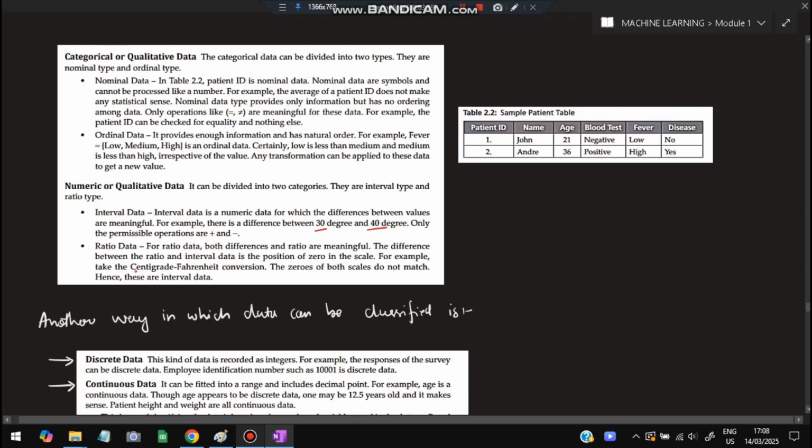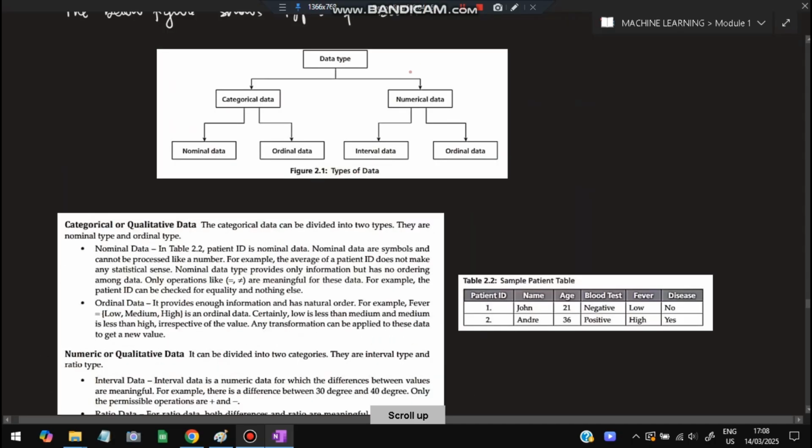If you convert Celsius into Fahrenheit, we will get two values, and if we divide those two values, we get a ratio. That is called ratio data. How much change has happened from Celsius to Fahrenheit, that is called ratio data. So types of data: two types, categorical and numerical. Categorical has nominal data, which cannot be processed. Ordinal data can be processed because it has a range. Numerical data has interval data, like 30 to 40 degrees, and ratio data, like how much change has happened.